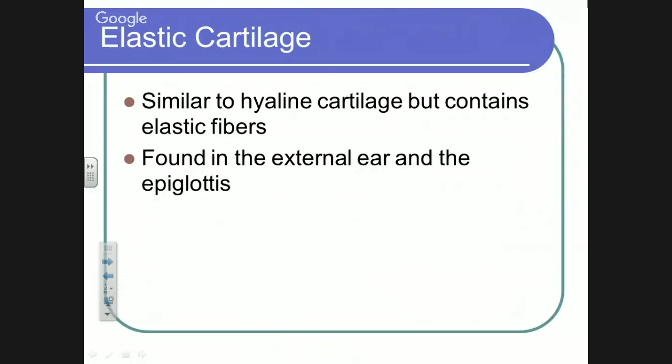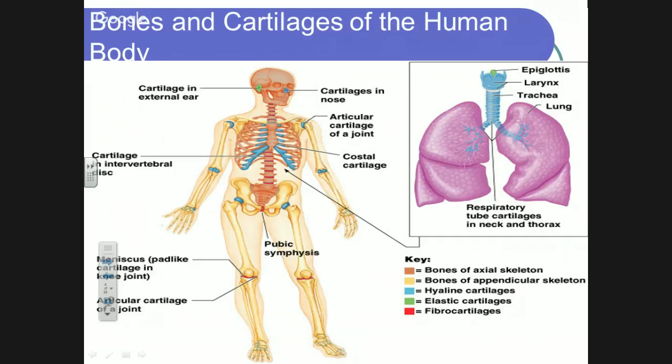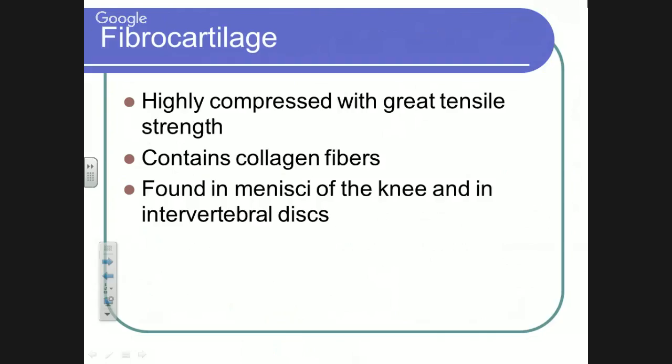Okay. Fibrocartilage is highly compressible, like I said. It has a lot of collagen fibers. It's in your intervertebral discs, and it's also in what's called the meniscus of the knee. We'll talk about your knee joint. Your knee joint is very complicated. There's a whole chapter on joints. I think it's chapter 8.